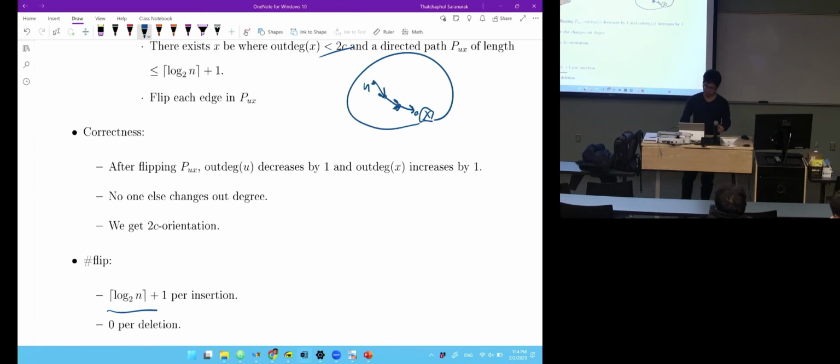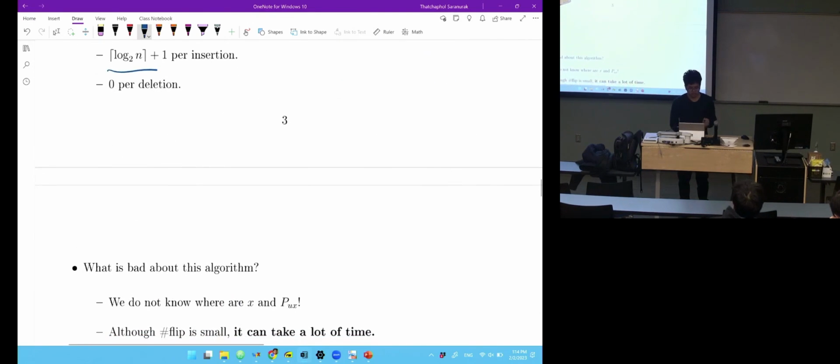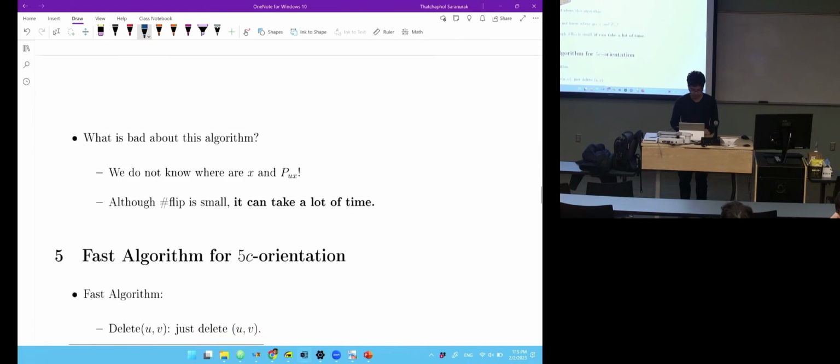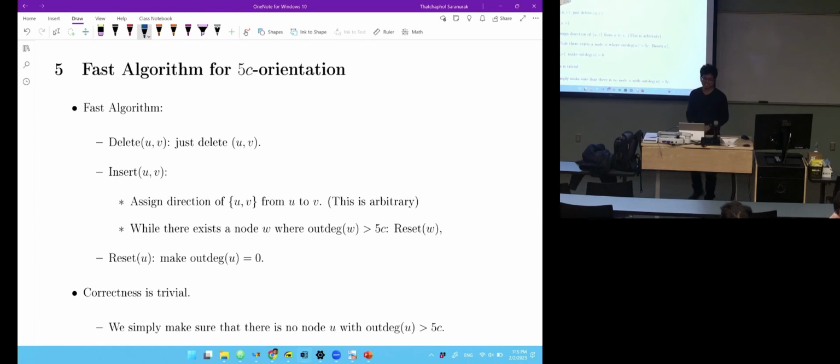So that's cool, except that it's bad because it's not clear how to get this node X. You just know that it exists. If you grow the ball, you might need linear time to grow the ball and find this node X. We don't want to pay linear time. So that's slow, but at least it has a good number of flips. Now we will actually exploit this slow algorithm somehow.